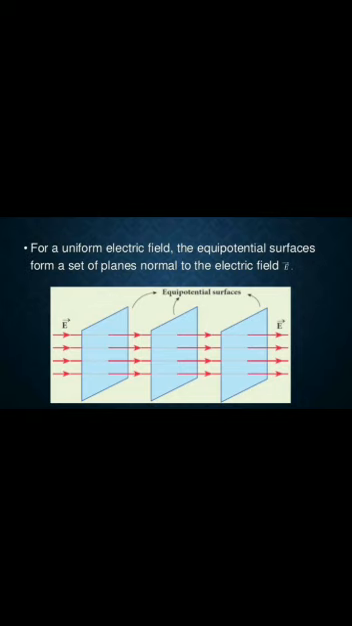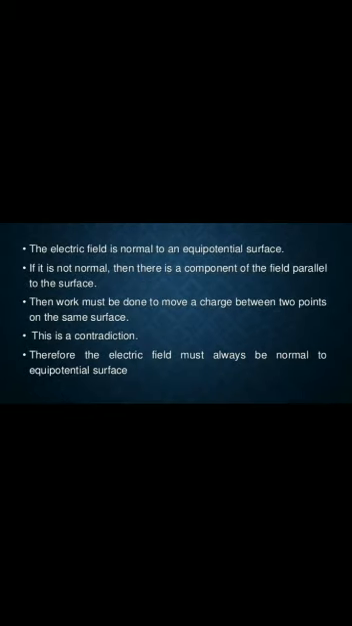For a uniform electric field, the equipotential surfaces form a set of planes, and these planes are normal, meaning perpendicular, to the electric field. All these planes are perpendicular to the electric field E vector. Even for a point charge, the equipotential surfaces we have already seen, those spherical surfaces, are normal to the electric field. So the electric field is always normal to an equipotential surface. I repeat, the electric field is normal to an equipotential surface.